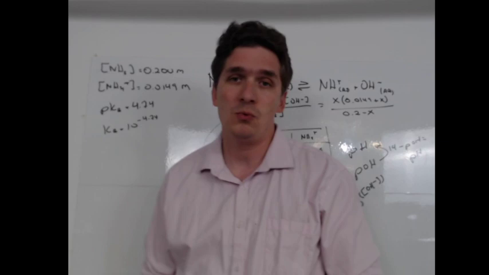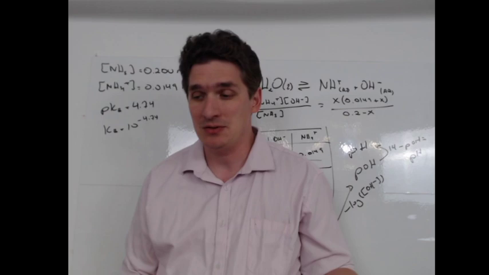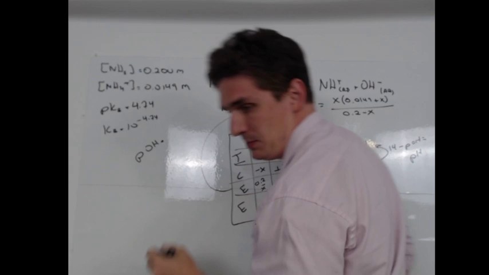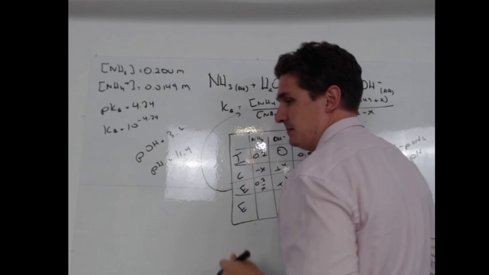Now, I shared this, if you go back in the video, you'll actually be able to see it. I've already got the answers up, so if you're curious, when you work it out, the pOH should be 3.6. That makes the pH 10.4.